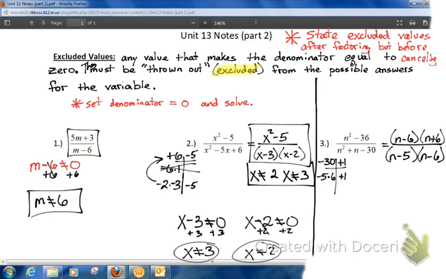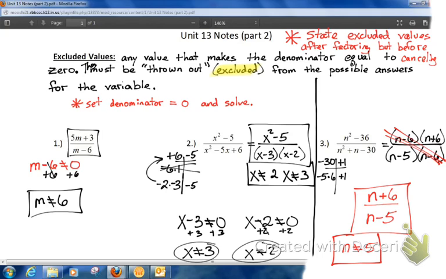And that means that right here my answer is factored, but what you're going to do is end up canceling this n minus 6. So your answer is going to be n plus 6 over n minus 5, and that is going to be your final answer. But what a lot of people are going to do then is say, my excluded value is n cannot equal 5 because 5 minus 5 would make 0. But what they forget is that you do have to state anything that could make the denominator 0.